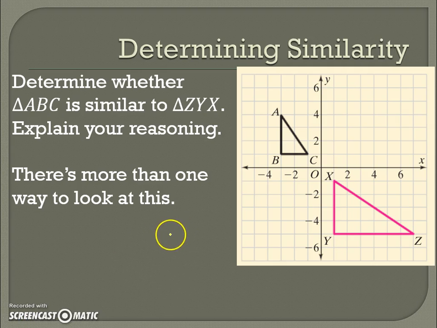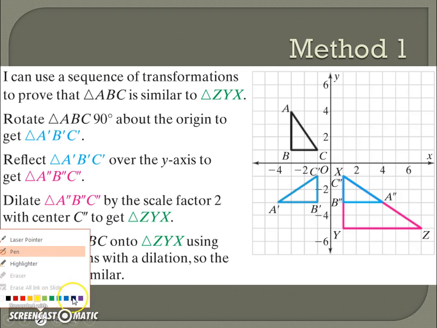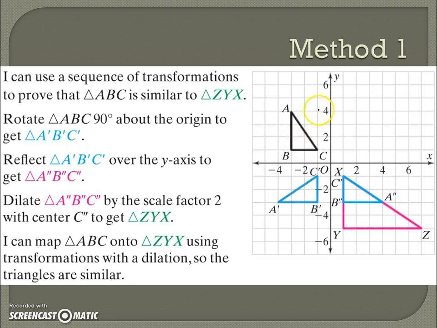All right, so determining similarity, it says determine whether triangle ABC is similar to ZYX. Explain your reasoning. There's more than one way to look at this. So instead of going through and copying this out, I got a couple examples to walk you through. So make sure that you're paying attention here. Let me change my color so we can see this. So what you need to know is that there are multiple ways to get from here to here. There's a lot of different ways, so we're going to look at just a couple of them. So I could use a sequence of transformations to prove that this is similar to this. Remember, if I can move this and dilate it, use different transformations to create a figure that lines up perfectly with that, then they are similar to one another.